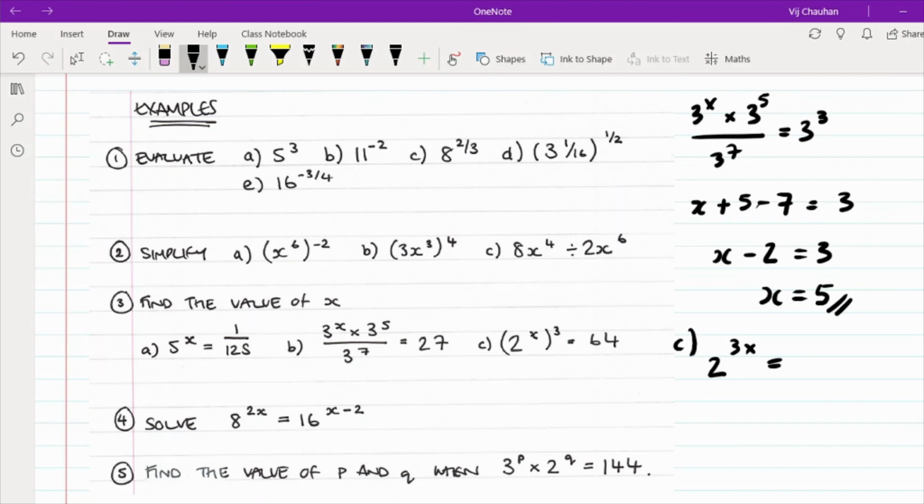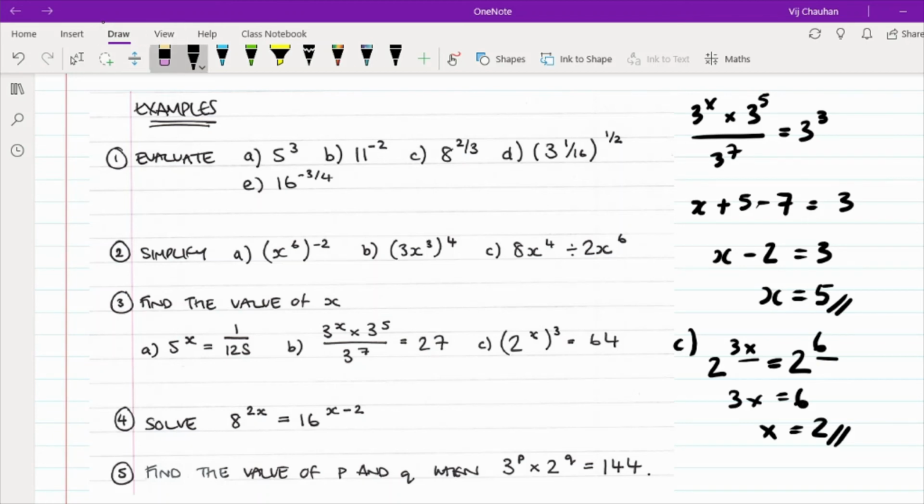Now if I write 64 as a power of 2, I get 2 to the power, and again using my fingers on this one because I still do, there's nothing wrong with that. So we've got 2, 4, 8, 16, 32, 64, which is the power of 6. So as the bases are the same, the powers must be the same. So I've got 3x equals 6, so x equals 2 as your final answer.